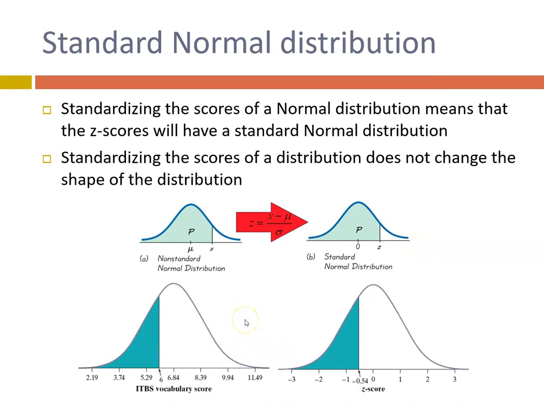Looking at that vocabulary example from earlier, we saw the mean was 6.84 with a standard deviation of 1.55. If you standardize it all, it turns into this.